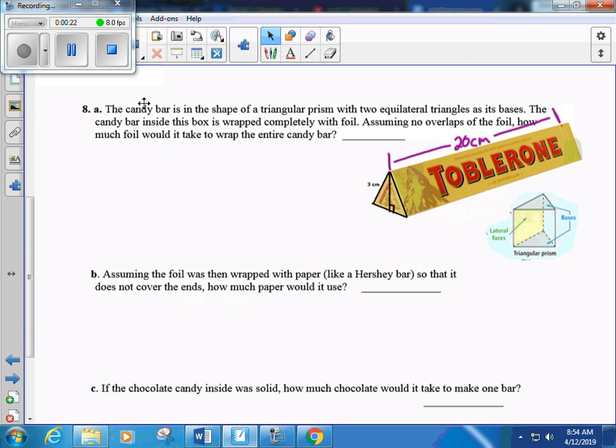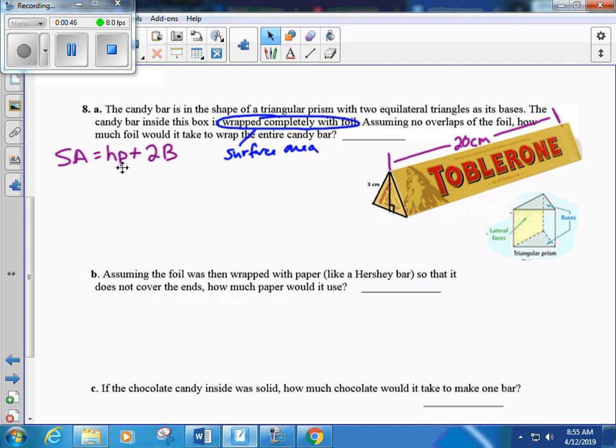So then, if I read this, it's talking about wrapping the candy bar inside with foil. So the sides and the whole length of it. So we're talking about surface area. So I go to my formula sheet and I look up the surface area formula for a prism. Okay, it looks like a triangular prism.